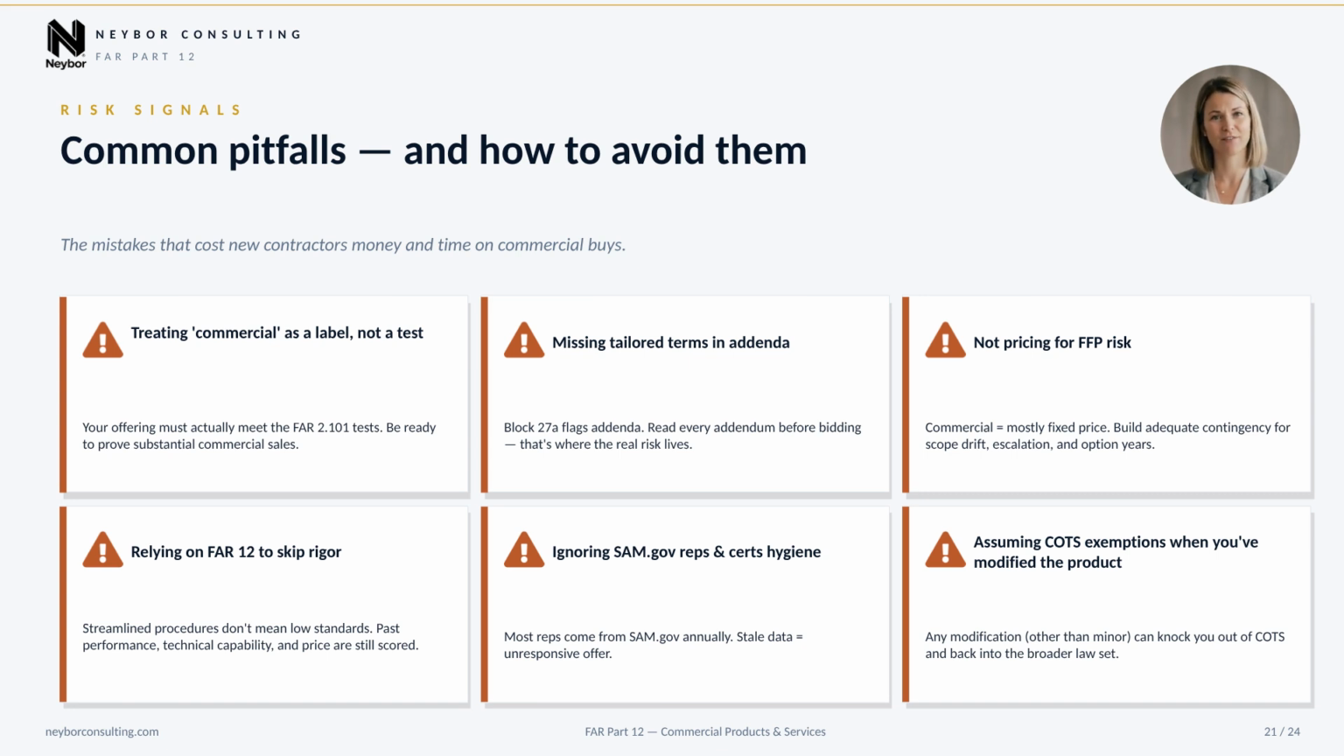5. Ignoring SAM.gov reps and certs hygiene. Most representations are pulled from your annual SAM record. Stale or incomplete SAM data can render your offer unresponsive. And 6. Assuming COTS exemptions when you have actually modified the product. Any modification beyond minor knocks you out of the COTS category and back into the broader set of applicable laws. Be honest about what you are selling.